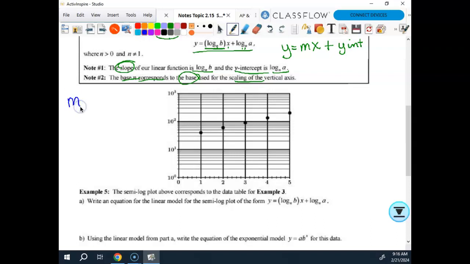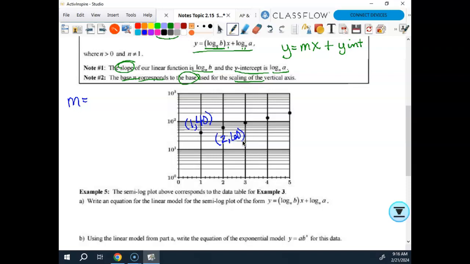In order to find the slope, I need two points. I don't have one at 0, but this point right here would be 1, what? 40, good. And this next one would be 260. Okay, we agree with that?